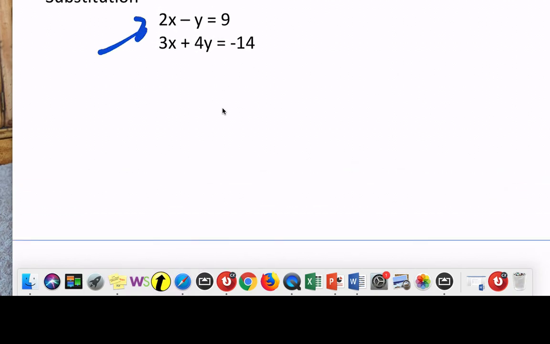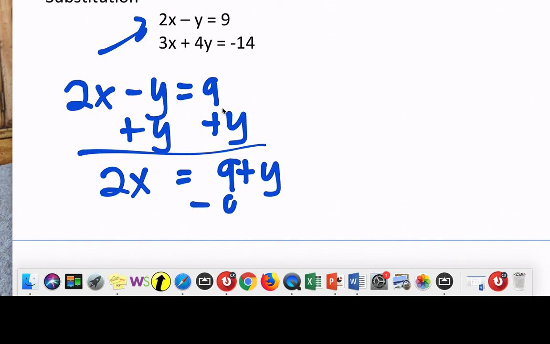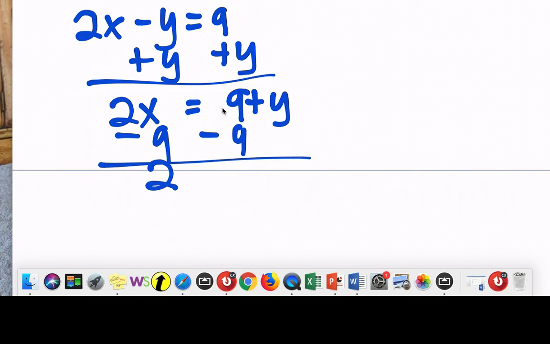And this equation is pretty easy, the top equation. So we have 2x minus y equals 9. Let's add y to each side. We get 2x equals 9 plus y. Subtract 9 from each side. So here's our equation, 2x minus 9 equals y.